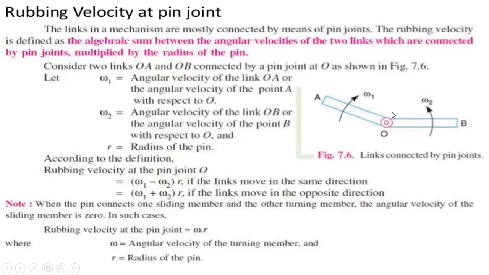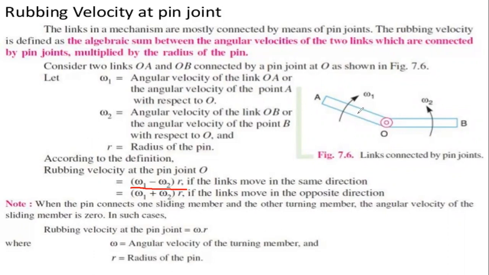According to the definition of the rubbing velocity at the pin joint O, if the two links, OA and OB, move in the same direction, that is, both clockwise or both anti-clockwise, we take the value as omega 1 minus omega 2 into r.